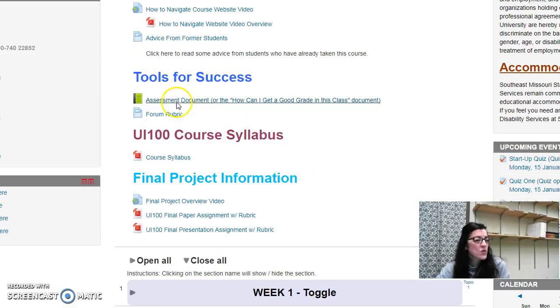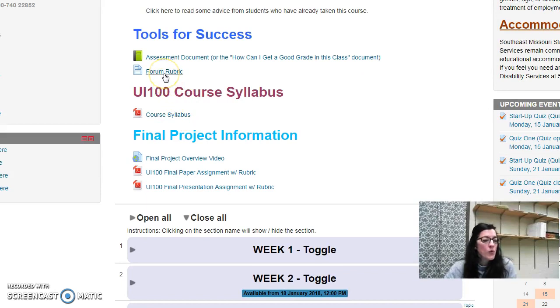I have a heading that says Tools for Success, and a link for the assessment document. This is information on some of the different assignments that you'll be completing over the course of the semester. I would also ask you to take a few minutes to review this forum rubric. The bulk of the work that you'll be completing this semester is embedded in your forum postings.